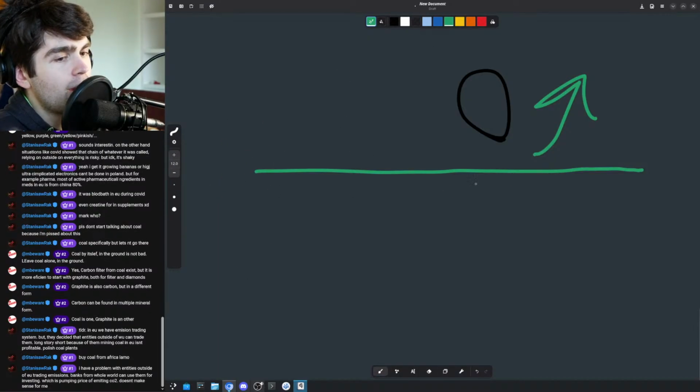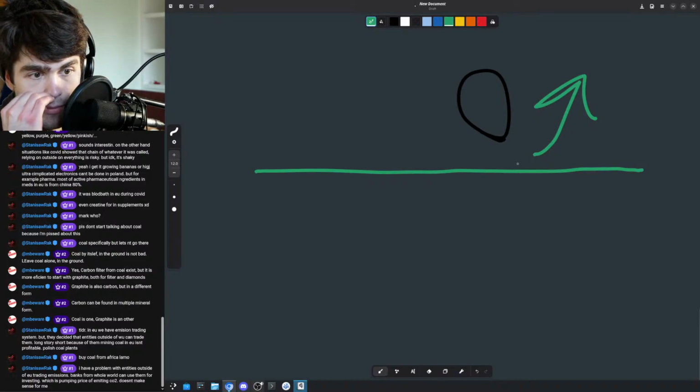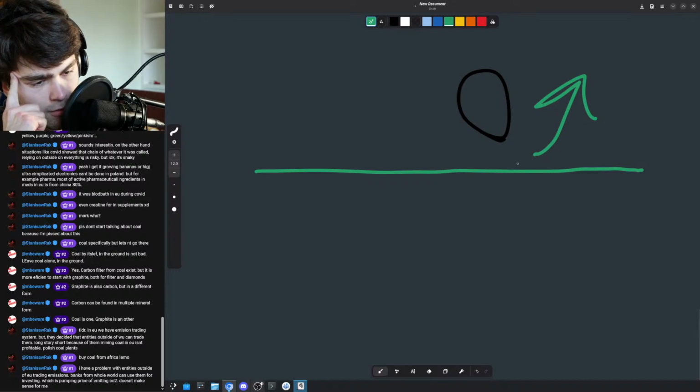But I can understand the pain. I have a problem with entities outside of the EU trading emissions. Banks from the whole world can use them for investing, which is pumping the price of emitting CO2. Doesn't make sense to me. We would need to look into how that system is working, because there's probably a big reason.